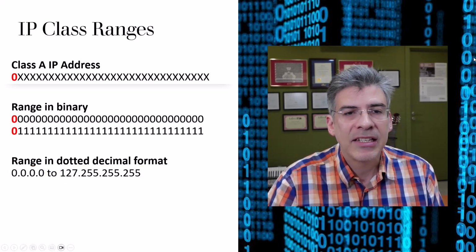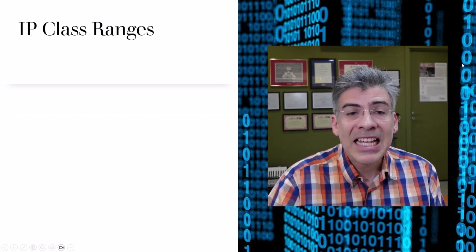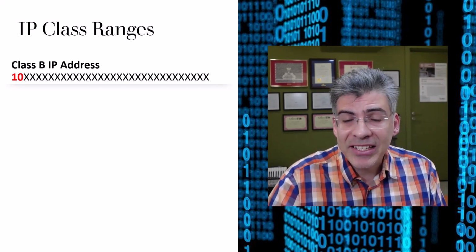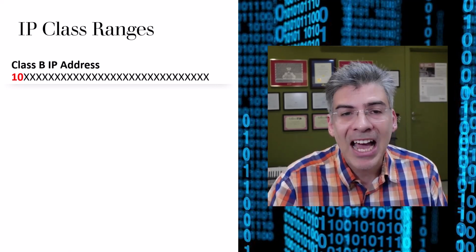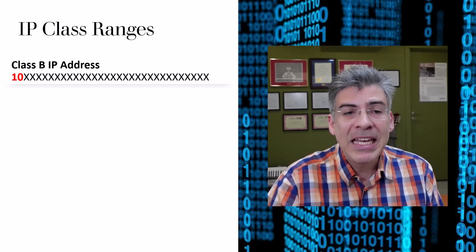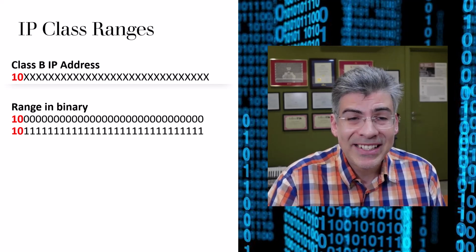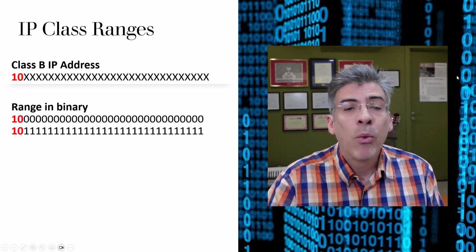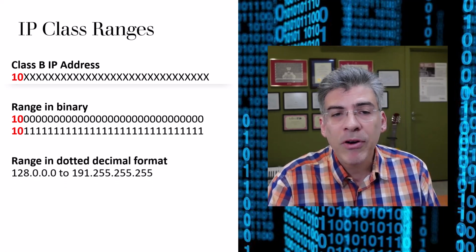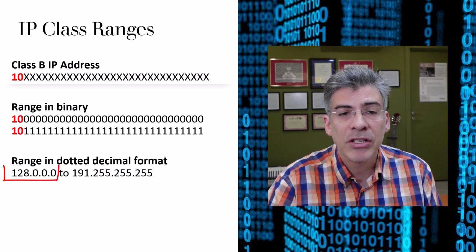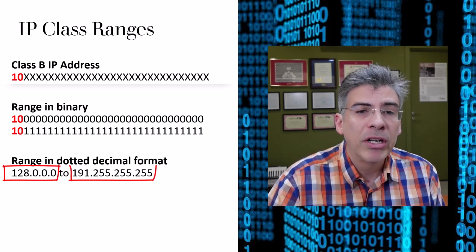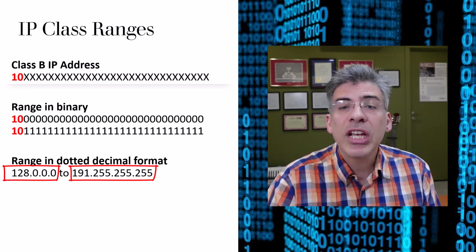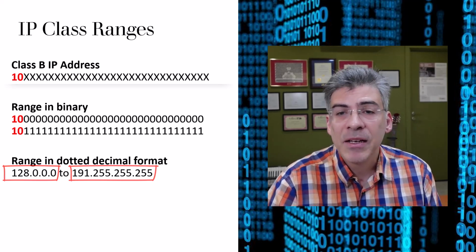Let's look at the other 2 classes in a similar fashion. Class B IP addresses in binary look like this, where we have 10 and then the rest of the bits are set to either 1 or 0. That means that Class B addresses can range from 10 and 30 zeros all the way to 10 and 30 ones. What does that look like in the more familiar dotted decimal format? That's a range between 128.0.0.0 to 191.255.255.255. So any address in that range is predefined as a Class B address.